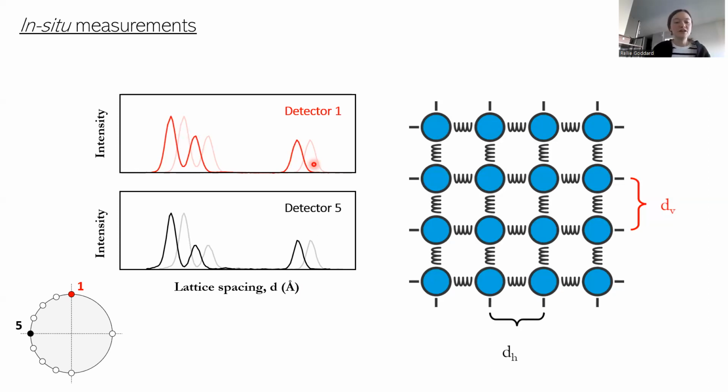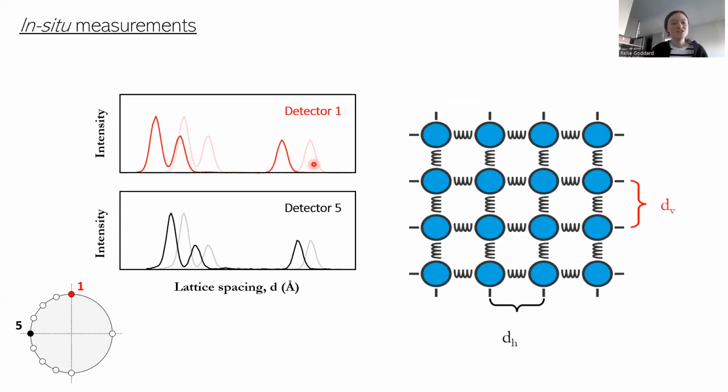More interestingly, for what we're looking at, if you then proceed to deform this sample in one direction, as you would in deformation, you would only get a shift in the vertical lattice spacings, and we can look at the offset between these two detectors, the difference in spacings between the vertical and the horizontal lattice spacing, to get an idea of the differential stress.